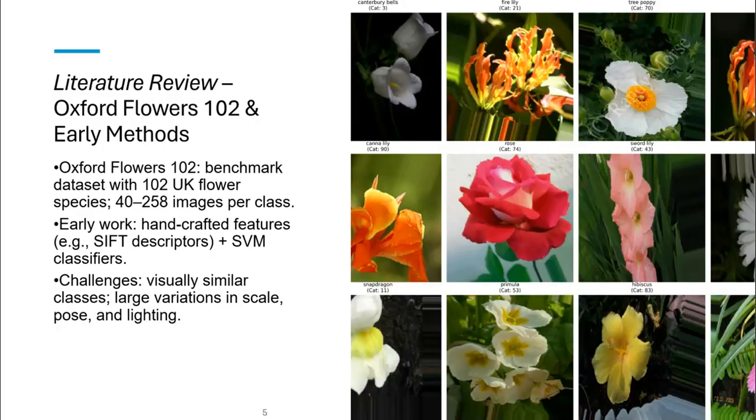Next, coming to the literature review. The Oxford Flower 102 dataset by Nilsback is a standard benchmark for fine-grained flower recognition. Early approaches used handcrafted features such as SIFT descriptors combined with an SVM classifier. These approaches struggle with the dataset's challenges: many classes look very similar, and they have large variations in scale, pose and illumination. This motivated the move toward deep learning based methods.